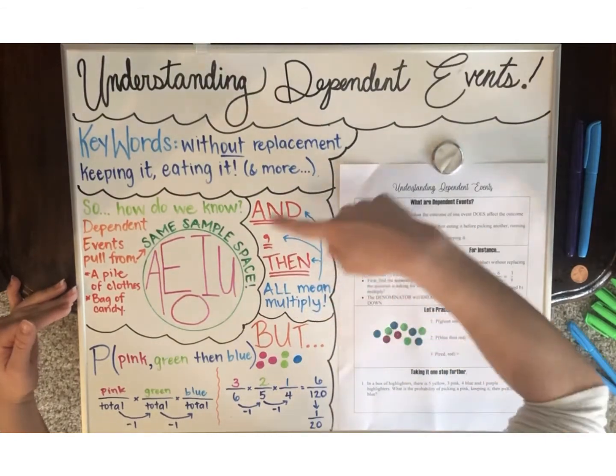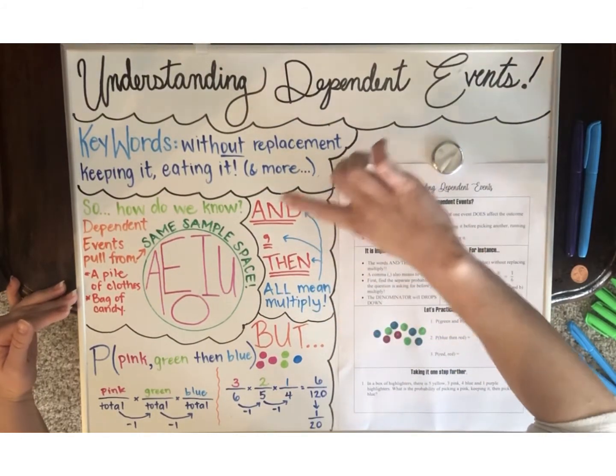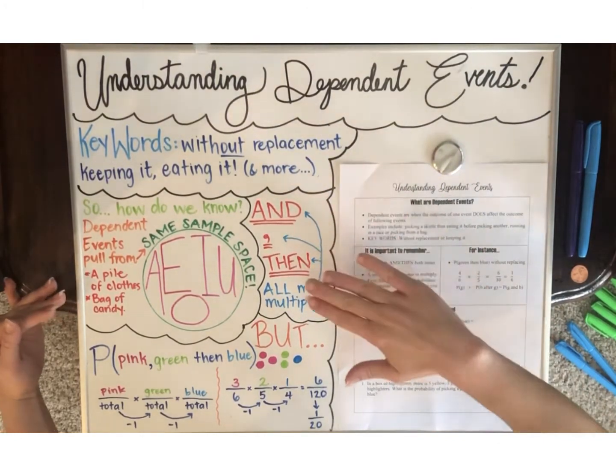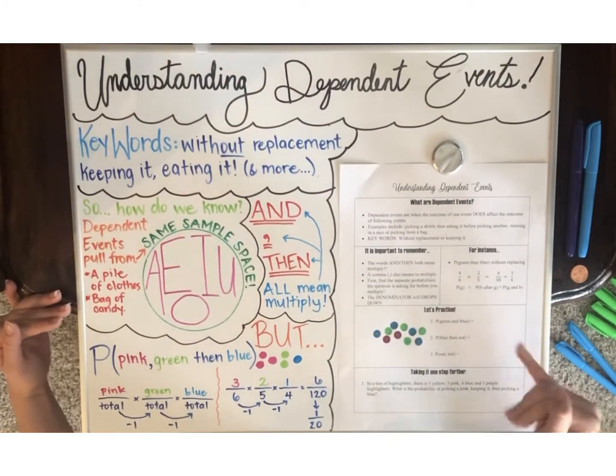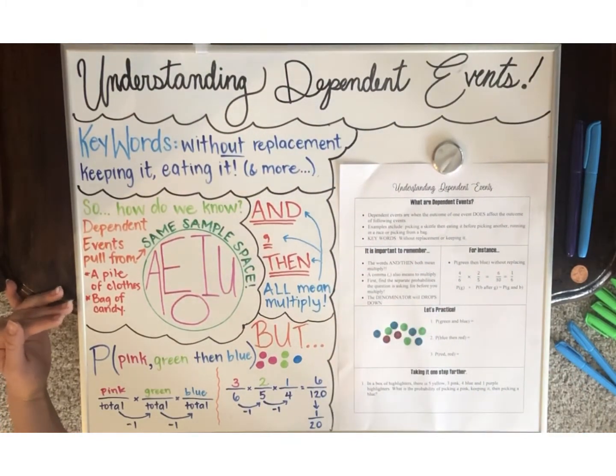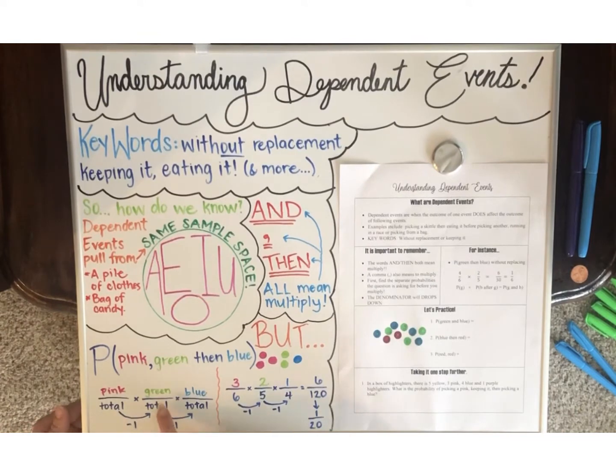And then over here, I made note again that "and," comma, "and then" all are still going to mean multiply, but the only difference when we multiply is every time we add another event, we're going to have to subtract 1 from our denominator, okay? So right here, I have our probability of pink, comma, green, then blue. So we're going to do pink times green times blue.